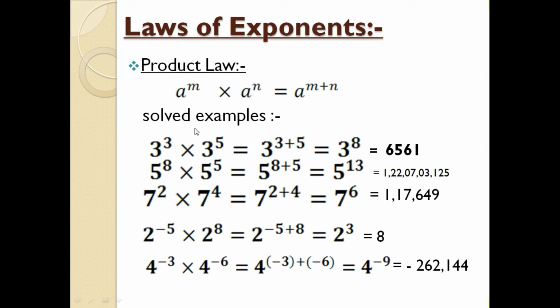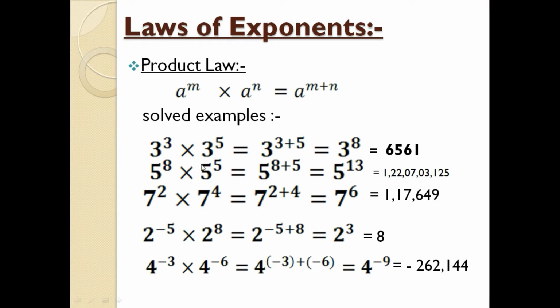There are some small examples here. 3 raised to 3 into 3 raised to 5. So what we will do here, we will take this 3 as a common base and then we will add their powers, 3 plus 5. So 3 raised to 3 plus 5, that will be 3 raised to 8. So the answer will come 6561.